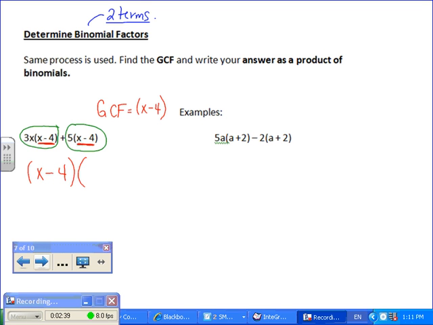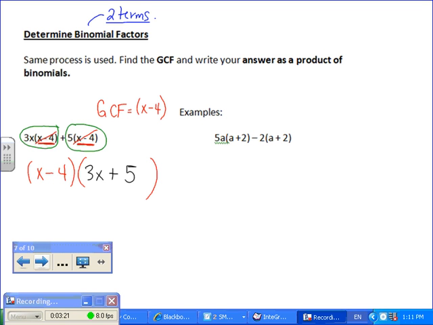So x minus 4 times, well, what's left? If we look at the first term, 3x was being multiplied by x minus 4. So if I factor that x minus 4 out, it leaves me with only 3x. Plus, well, in the next set here, I had 5 times x minus 4. And if I factor that x minus 4 out, it just leaves me with 5. So my answer here is x minus 4 is common to both the 3x and the 5. And so I can factor that out, and I have x minus 4 multiplied by 3x plus 5.